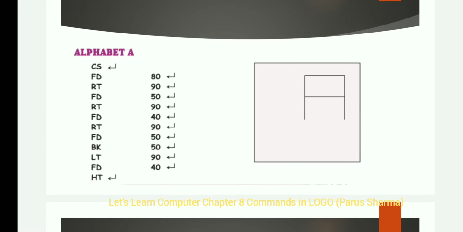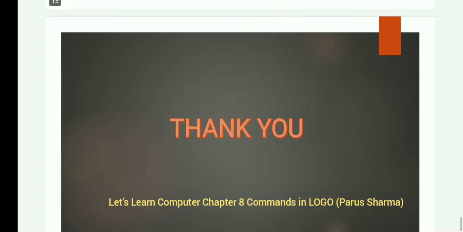Then if you want to write the alphabet, you can also do that by writing this syntax, giving the forward direction, backward direction, and the different angles, that is RT and LT, right and left, with the number of steps for that alphabet. Thank you. This is all.